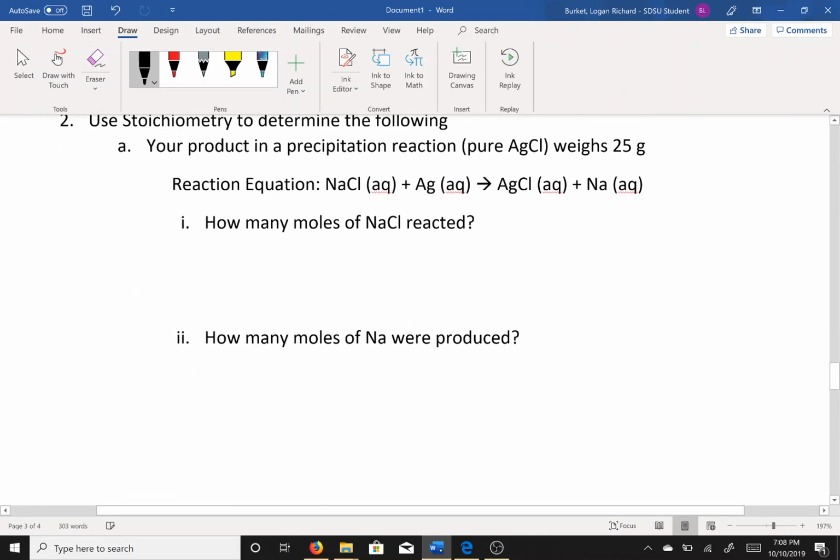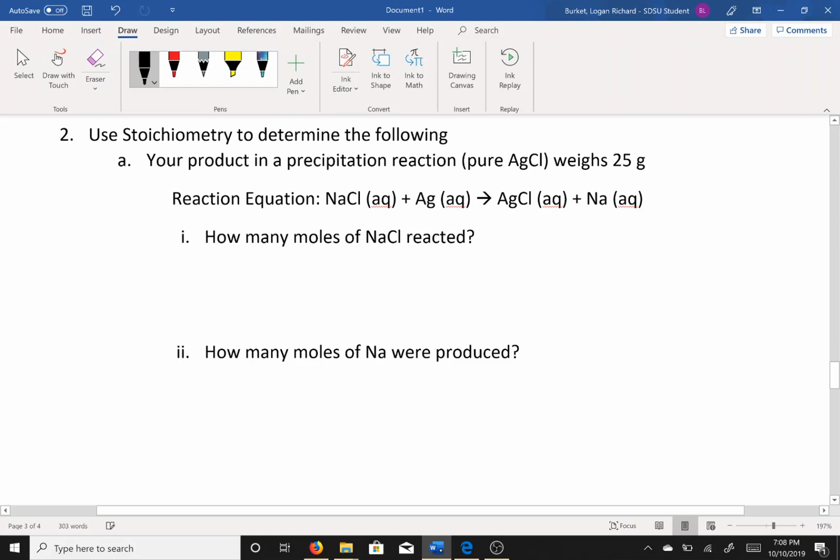Okay, so we're using stoichiometry to determine the following. So we're given the reaction equation, and we're told that it's a precipitation reaction of pure AgCl, where your AgCl weighs 25 grams. So the first question is asking how many moles of NaCl reacted. So first off, our first step is to convert AgCl into moles so we can relate it to NaCl using the reaction. Because in the reaction we see for every 1 mole of AgCl that is produced, there is 1 mole of NaCl reacted.